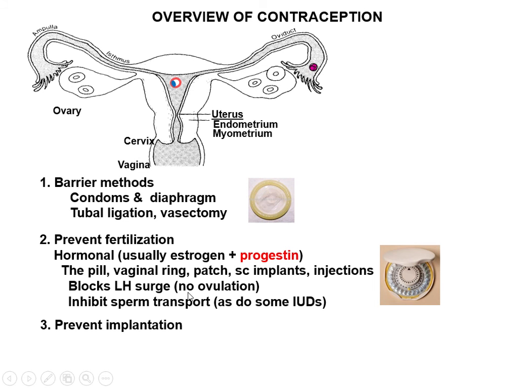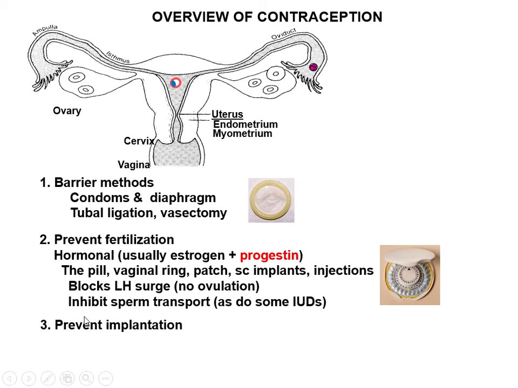One, and the most important of these is the progesterone primarily. The estrogens help progesterone's action because estrogen induces progesterone receptors. But remember, progesterone blocks the LH surge. So this is a classic mechanism by which the hormonal pill prevents ovulation. If you don't ovulate, you can't become pregnant.